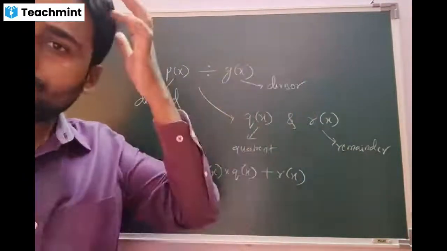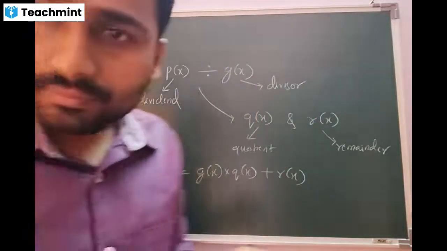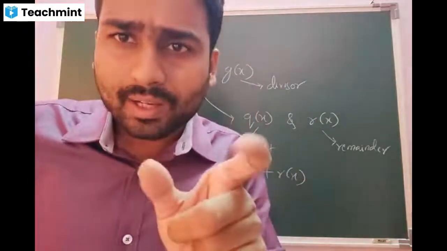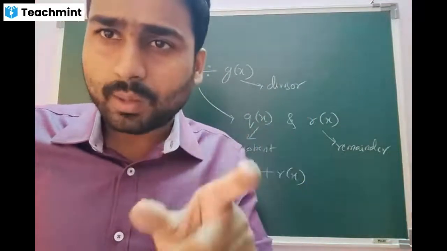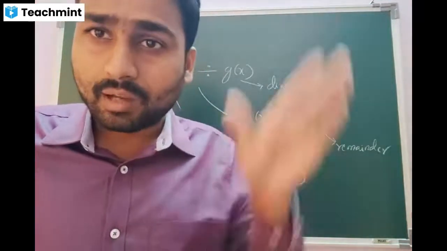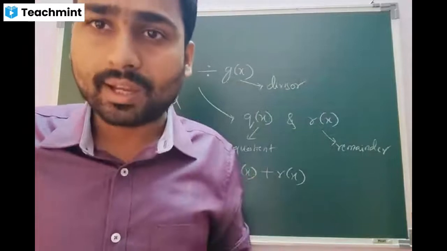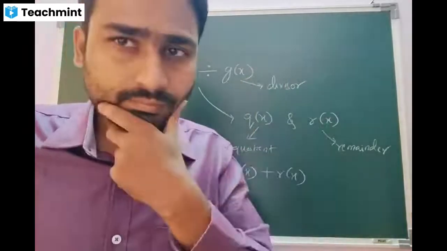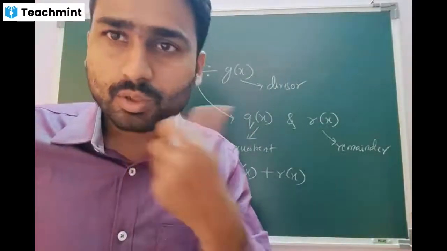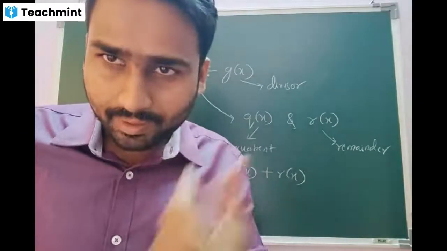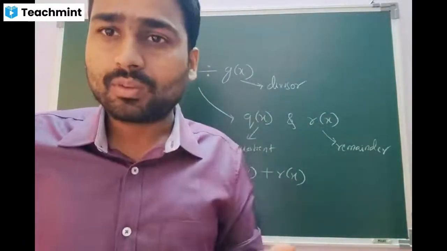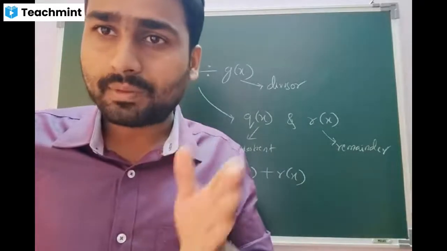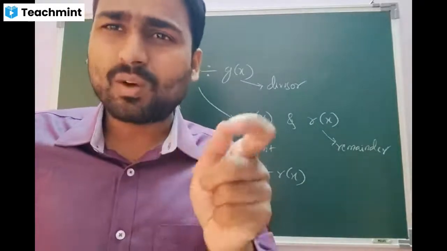Am I right, beta? Yes, sir. Then we have taken a particular example, one polynomial as dividend, one polynomial as divisor, and we understood the procedure of dividing it. Am I right, beta? Yes, sir. Remainder and the quotient.